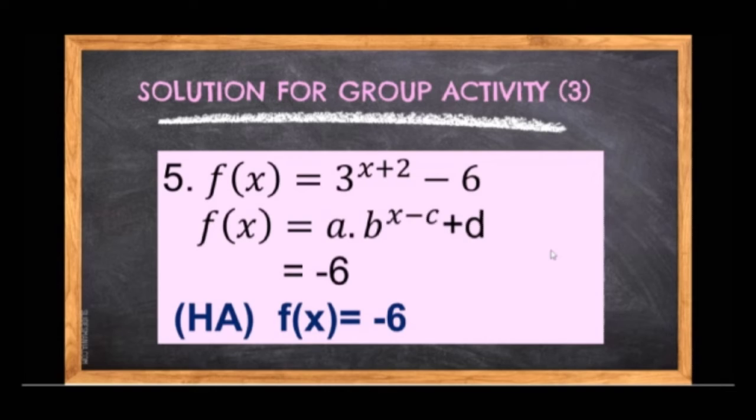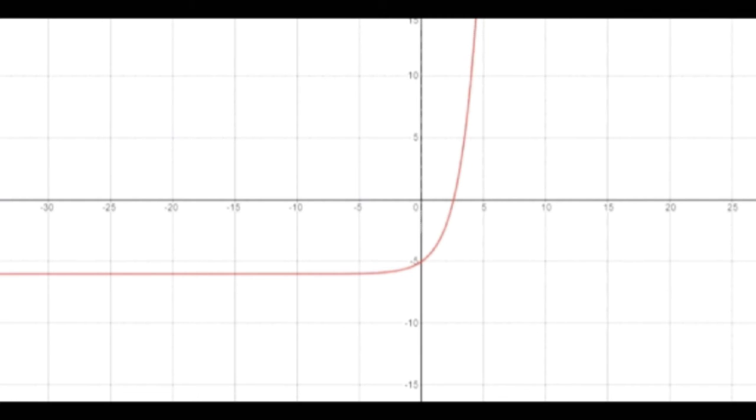Last number, number 5, f of x is equal to 3 raised to x plus 2 minus 6. Our formula for the horizontal asymptote is f of x is equal to a times b raised to x minus c plus d, where d is the horizontal asymptote. We therefore conclude that negative 6 is the horizontal asymptote. And for the last number, the graph should be like this, which means that the asymptote is a horizontal line which passes through the y-axis at negative 6.